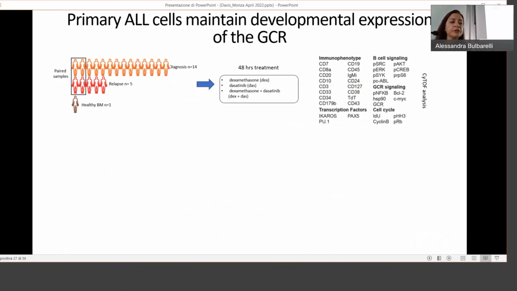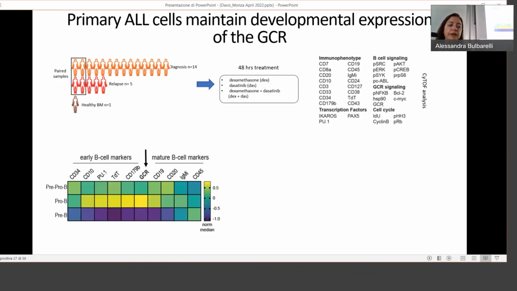So we went to the freezer and pulled out some primary samples to see how does this look in primary patient samples. And so we had 19 primary samples, 14 from diagnosis, 5 from relapse, and 2 sets were pairs from diagnosis and relapse, and always a healthy control. These cells were treated with these drug combinations ex vivo and then analyzed on the CyTOF.